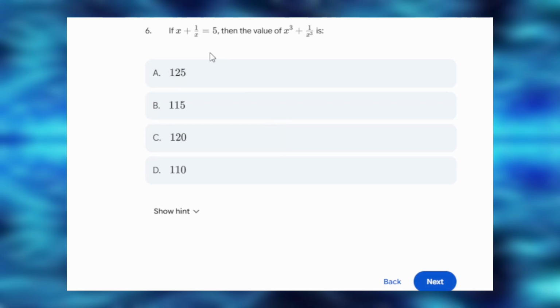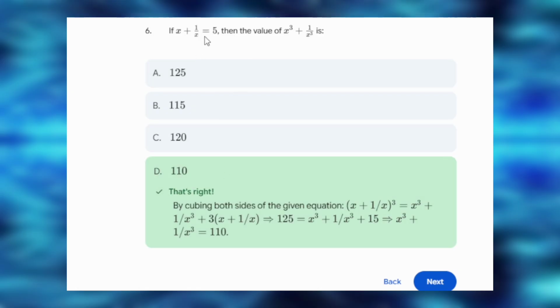Next sum, x plus 1 by x equals 5. Then the value of x cube plus 1 by x cube. By cubing both sides, we get x cube plus 1 by x cube plus 3 into 5 equals 125. Then x cube plus 1 by x cube equals 125 minus 15. That equals 110. 110 is the correct answer. Here a plus b whole cube formula: a cube plus b cube plus 3ab into a plus b.